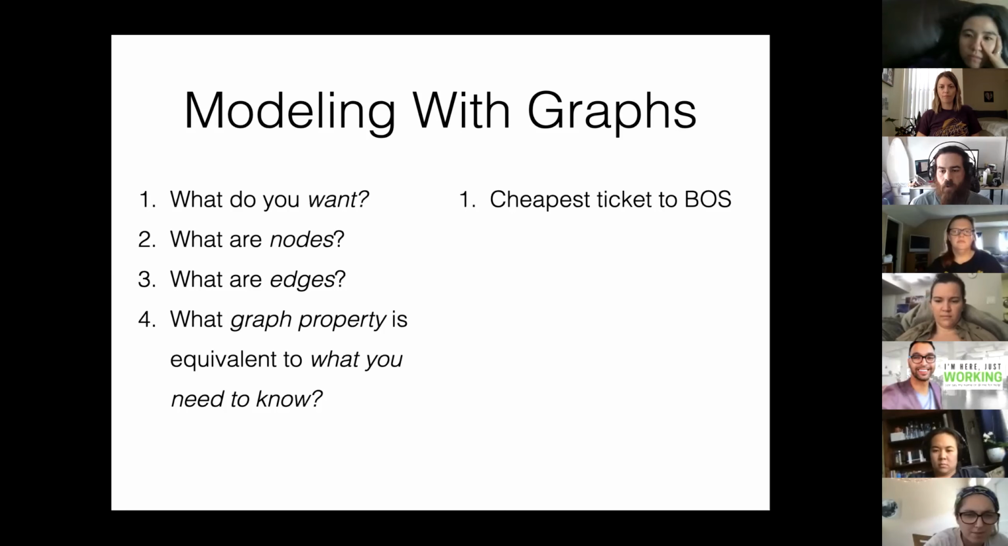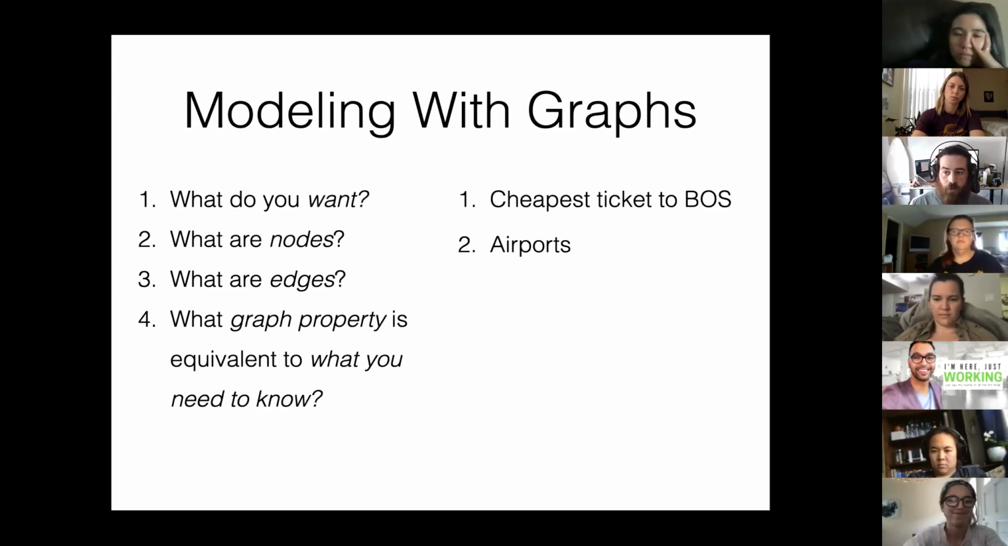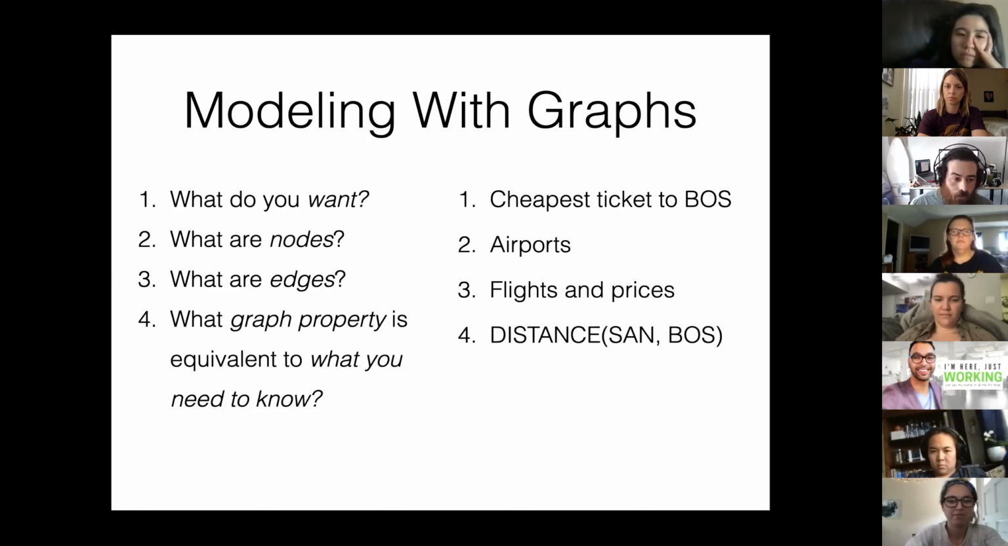So let's say I want the cheapest possible ticket to Boston, right? Then nodes are going to be airports in my graph. Edges are going to be flights, and they're going to be weighted with flight prices. And then the graph property that I want is the minimum distance, right? If I only care how cheap the flight is, and I don't care at all about the number of layovers or the misery of the seat or what have you. So for this super reductive, simple situation, we've just modeled a problem with a graph.